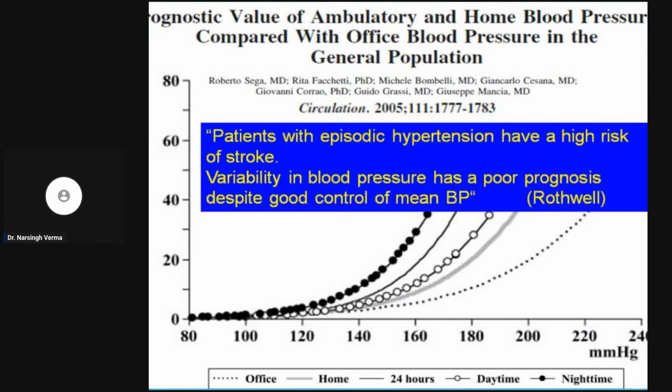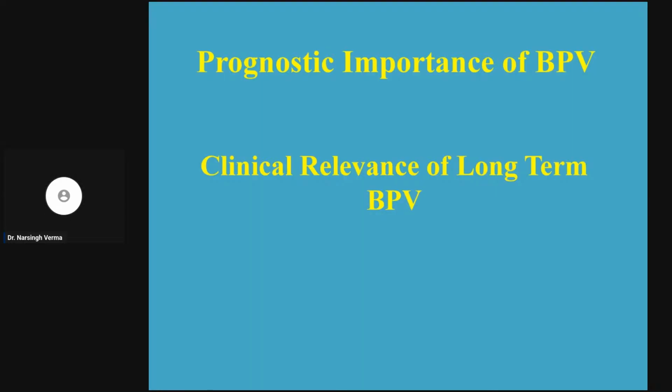So, again, the prognostic value of ambulatory and home blood pressure monitoring has shown us that when we do it, we can find out the risk better, and we can treat the patients, and we can avoid the catastrophe of stroke and heart failure and even other cardiovascular diseases. So that was the prognostic importance and clinical relevance of long-term blood pressure variability.